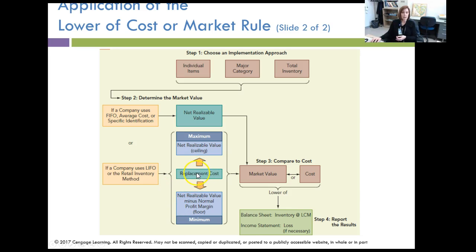And if our replacement costs are in the middle, we use our replacement costs. If they are above, we use the ceiling, and if our replacement costs are below, we use the floor as our market value. Then, regardless of what method we've used to determine this market value, we compare it to our book value, our cost of inventory. Whichever is lower, that's what gets reported on the balance sheet. And if it results in a loss, we need to carry that over to the income statement.